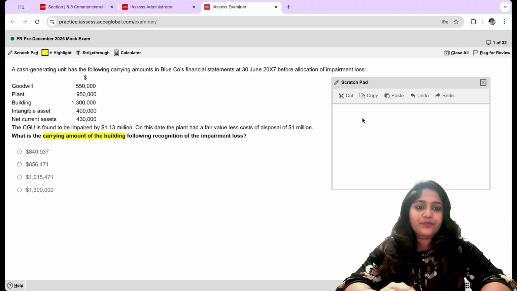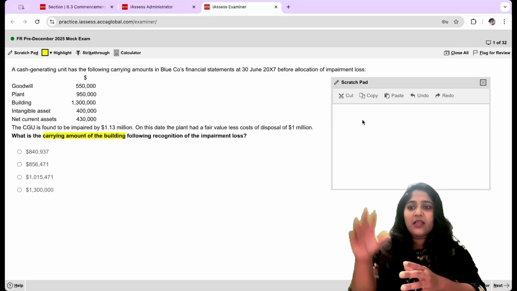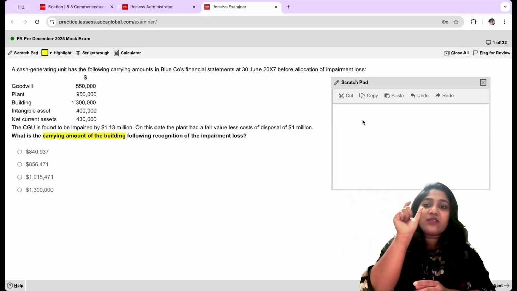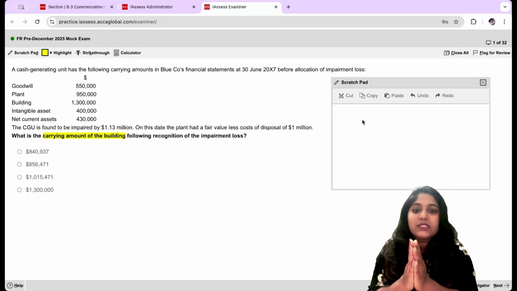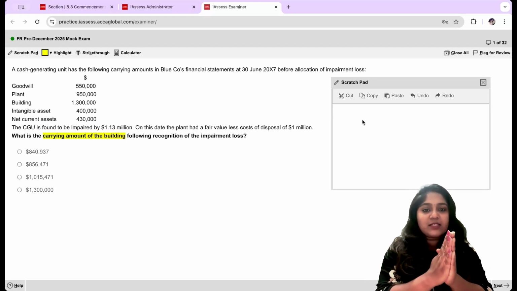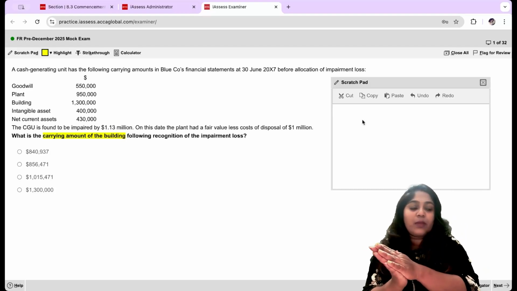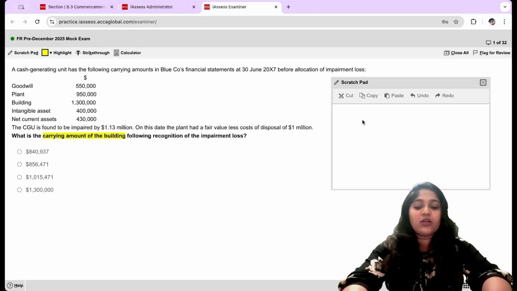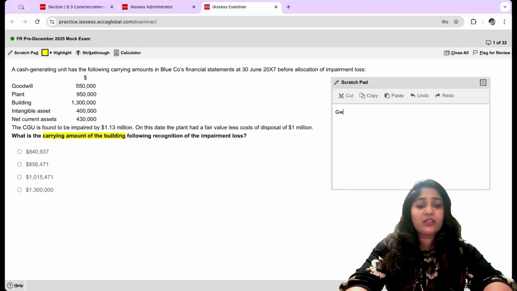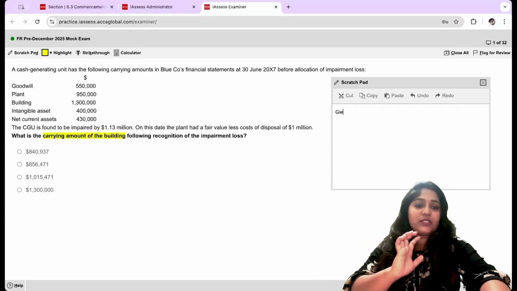If you see, this question clearly says the cash generating unit has the following carrying amounts in Blue company's financial statements at 30th June 20x7, before allocation of impairment loss. I have all the details before allocating impairment loss. I have goodwill. You don't have to write the full forms, guys, in the exam. Do not waste your time.